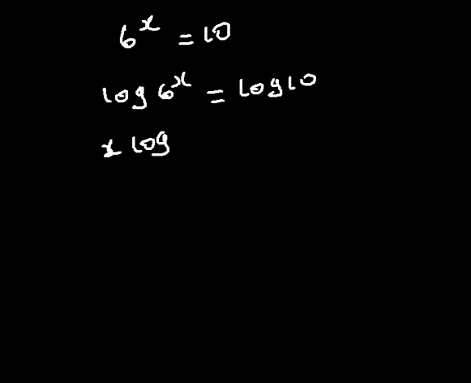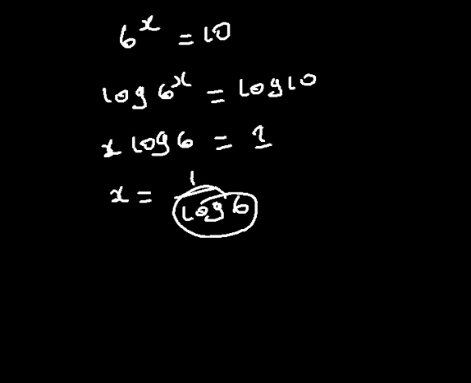So make sure that you understand the laws of logarithms at this point. So we have x log 6 equal to log 10. Log 10 is the same as 1. So we divide both sides by log 6, and have x equal to 1 over log 6. With your calculator, you'll be able to get that to 2 or 3 decimal places.